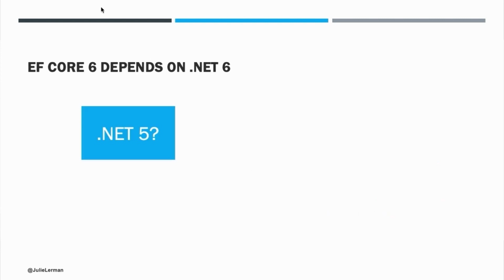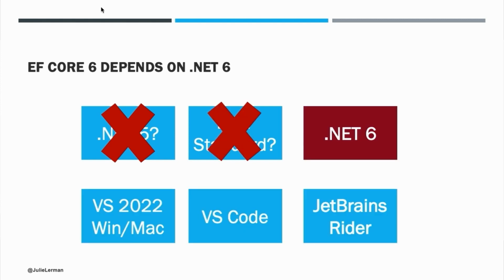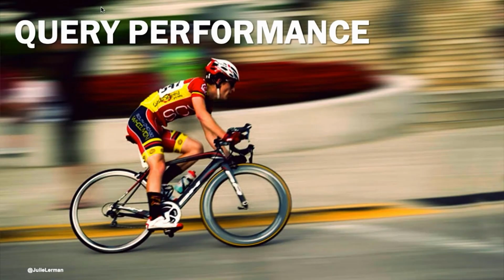So yeah, EF Core 6 depends on .NET 6, not .NET 5, not .NET Standard, and that also means no .NET Framework anymore. Just .NET 6 and those IDEs that work on .NET 6. So Visual Studio 2022, VS Code and JetBrains, of course.